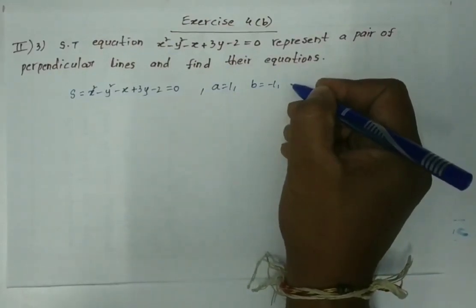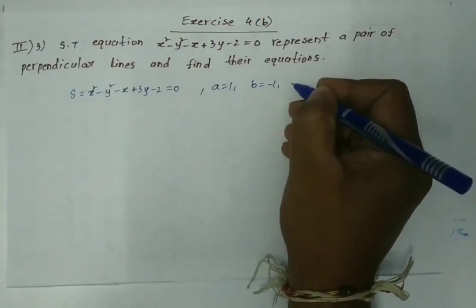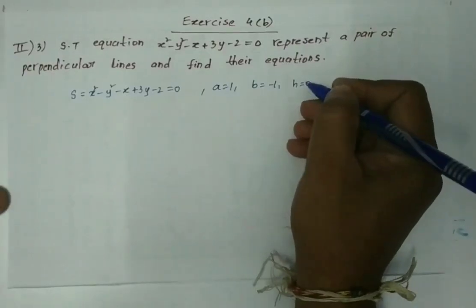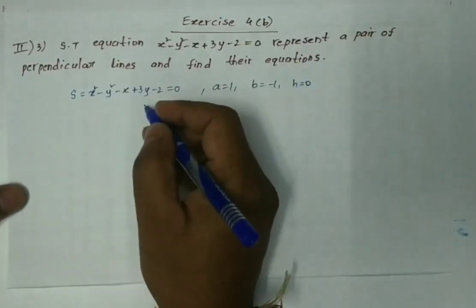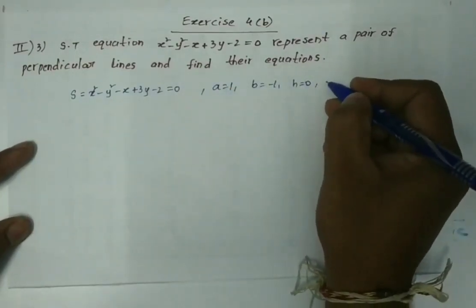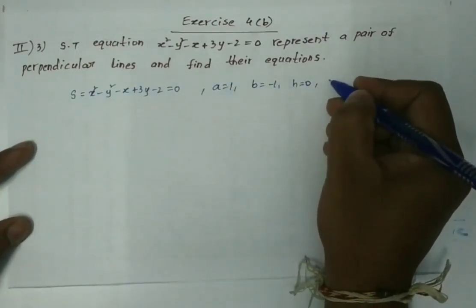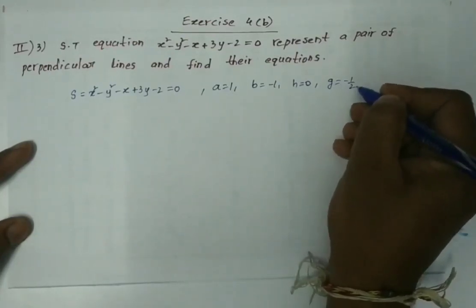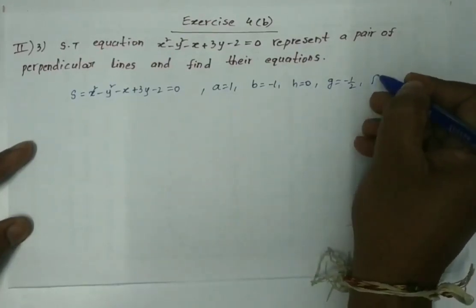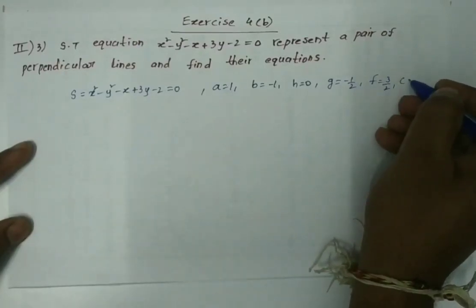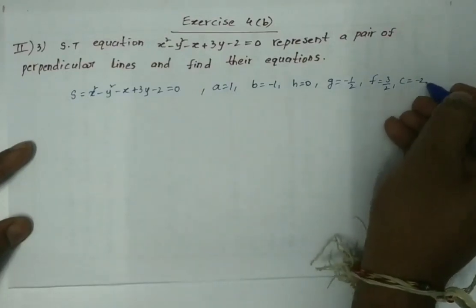What is h? Here h is equal to 0 because there is no xy term in the given equation. Next, 2gx: 2g is equal to minus 1, therefore g is equal to minus 1 by 2. 2fy: f is equal to 3 by 2. Finally c is equal to minus 2.